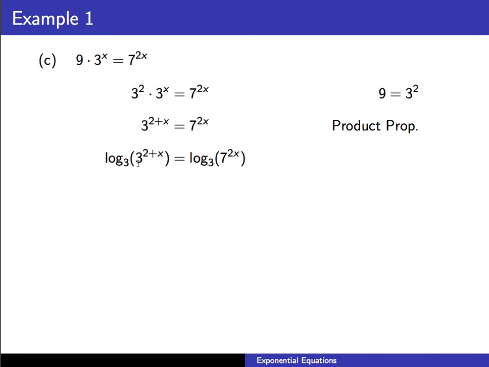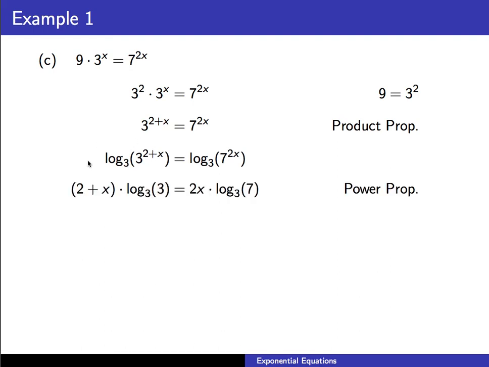So we have log base 3 of 3 to the 2 plus x power equals log base 3 of 7 to the 2x power. Now again, we could shortcut our work by knowing that log base 3 of 3 to the 2 plus x power is just going to end up being 2 plus x. But if we forget that, we can use our power rule to bring the 2 plus x down and get 2 plus x times log base 3 of 3, and then log base 3 of 3 is 1. So we're going to get 2 plus x times 1 is just 2 plus x.